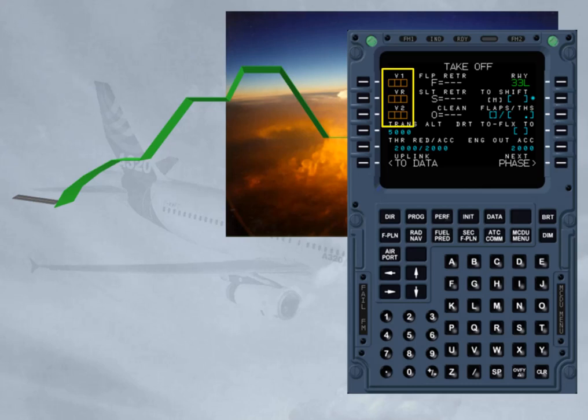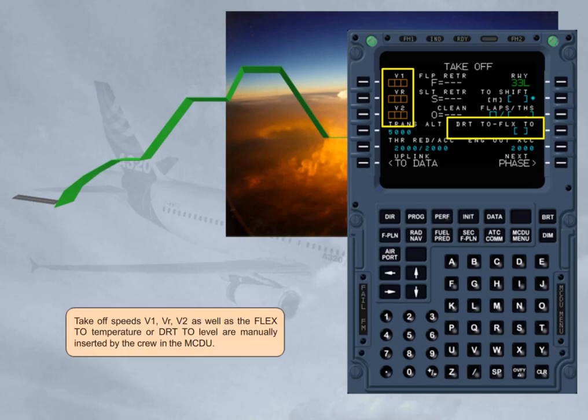Takeoff speeds V1, VR, V2, as well as the flex takeoff temperature or DRT takeoff level are manually inserted by the crew in the MCDU.